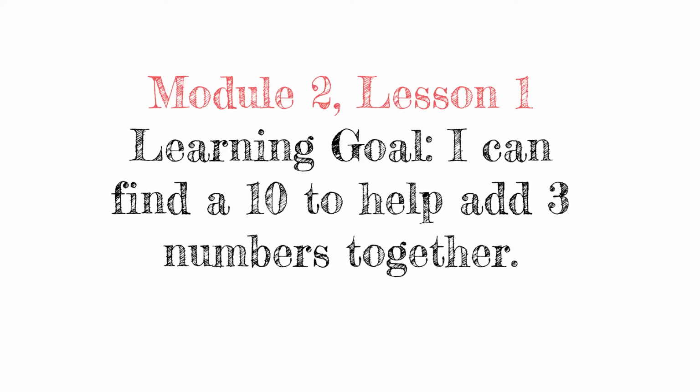We're going to be looking today at Module 2, Lesson 1, where our learning goal reads, I can find a 10 to help add 3 numbers together. What that basically means is that we're going to have 3 different numbers that we're going to be adding together. But we're going to take 2 of those numbers and make a 10 out of those 2 numbers and then add that third number in, because it's always easier to add a number to 10 than to other numbers, because we have that nice 0 at the end that we can add up really quickly in our head.